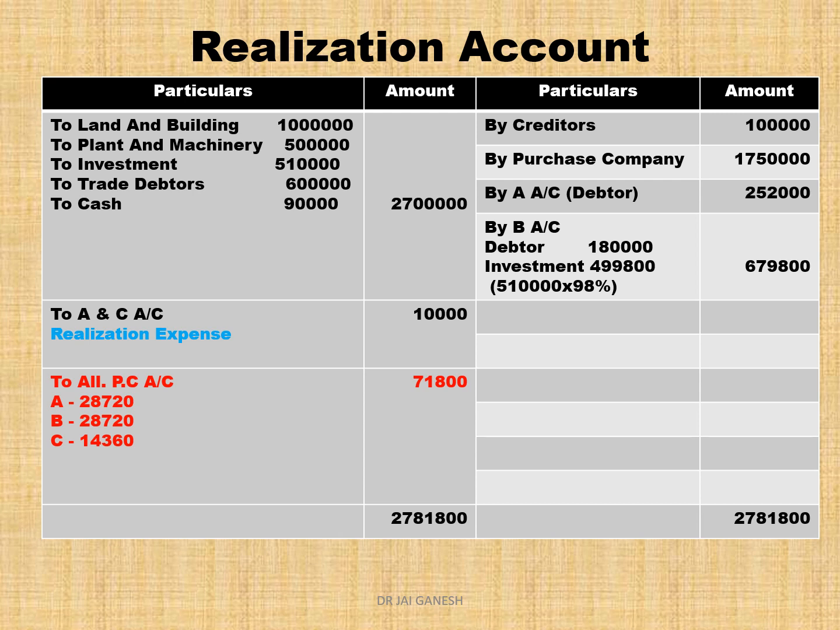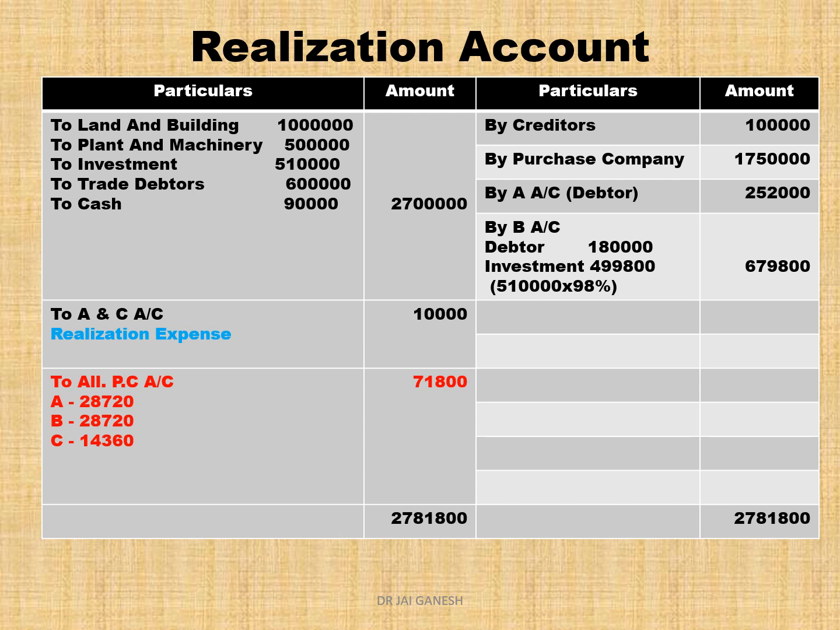Next we take the purchase consideration, that's called PC. Credit side 17,50,000. Then A took debtors at 2,52,000. Then B took debtors at 1,80,000. B took investment at 4,99,800. How did you get 4,99,800? Investment book value 5,10,000 into 98%, it takes 2% less. Then the total value of B taking over the assets is 6,79,800.